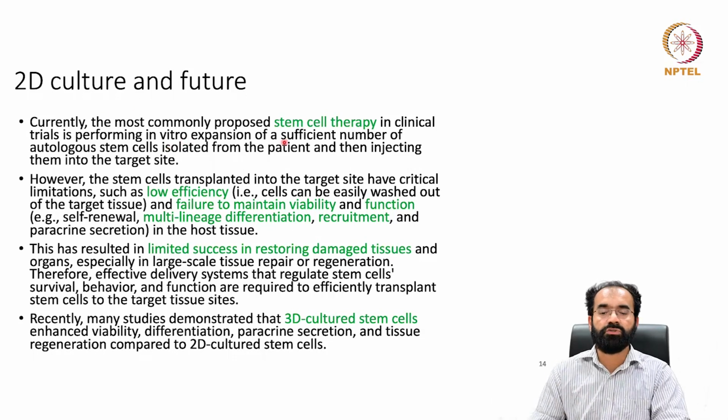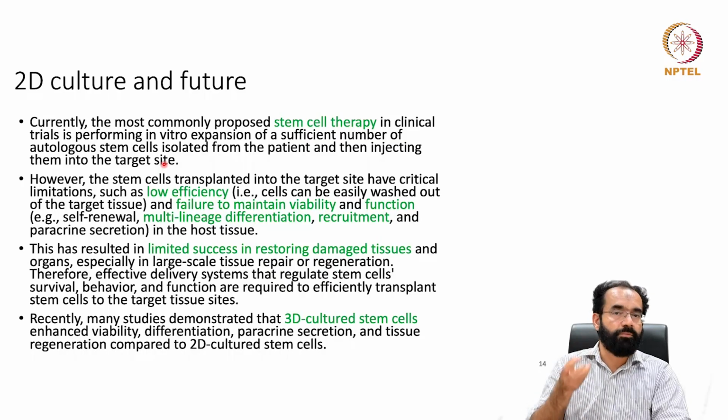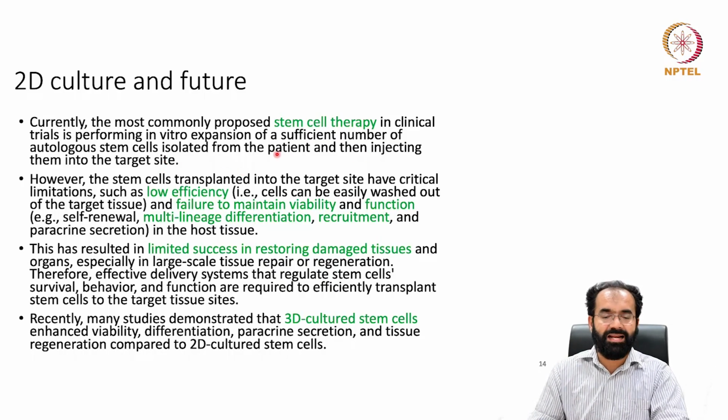Currently, the most commonly proposed stem cell therapy in clinical trials is performing in vitro expansion of a sufficient number of autologous stem cells. Autologous means from your own body, isolated from the patient and then injected into the target site. That is a simplistic workflow. However, stem cells transplanted into the target site have critical limitations such as low efficiency. That is, cells can be easily washed out at the target sites for various reasons, because they may not be able to establish or adhere to the existing tissue, or the immune system attacks them.